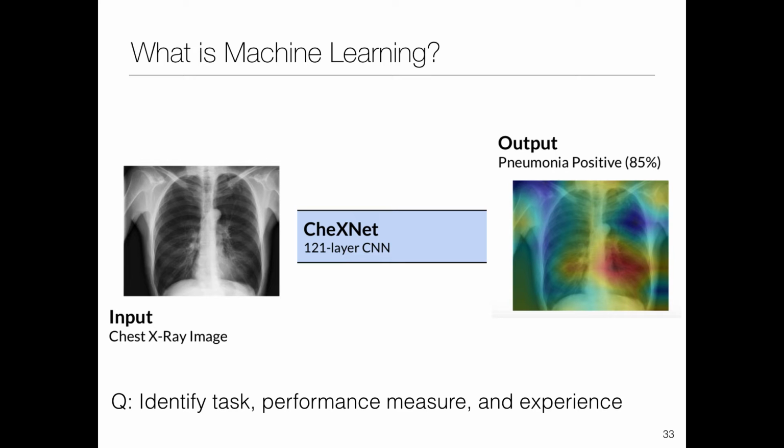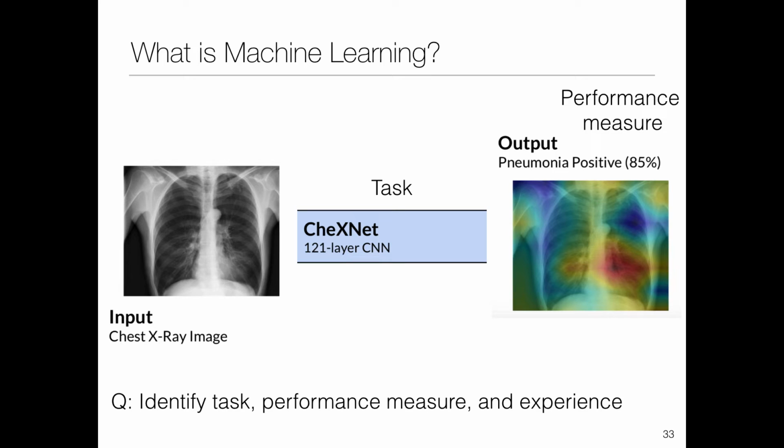What is the task here? Predicting pneumonia, right? Okay, that is the task. What is the performance measure? So the performance measure is how accurately you're able to predict the right class. In this case, it's the positive or the negative, the percentage of accuracy. What is the experience?